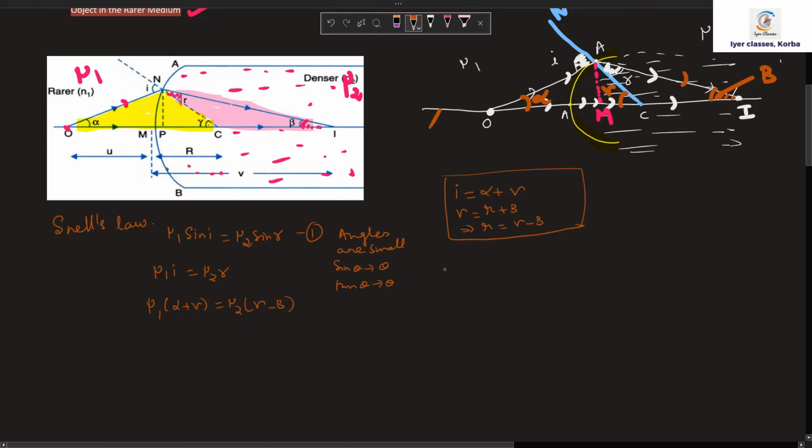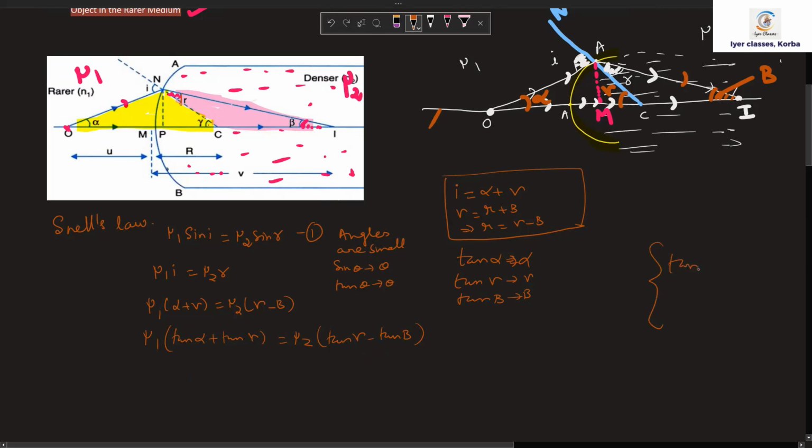Then what should I write here? For tan alpha, for alpha, and tan gamma for gamma. And for tan beta, I will write beta. So put the values here. Mu1 into tan alpha plus tan gamma is equal to mu2 into tan gamma minus tan beta. Okay. Yes.